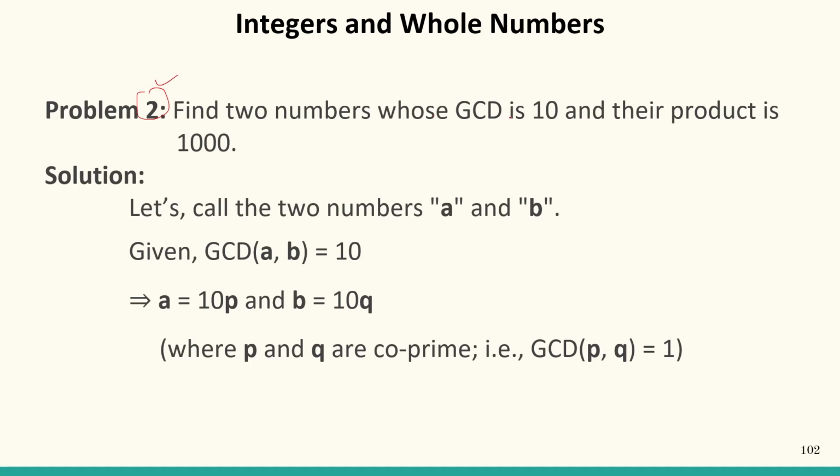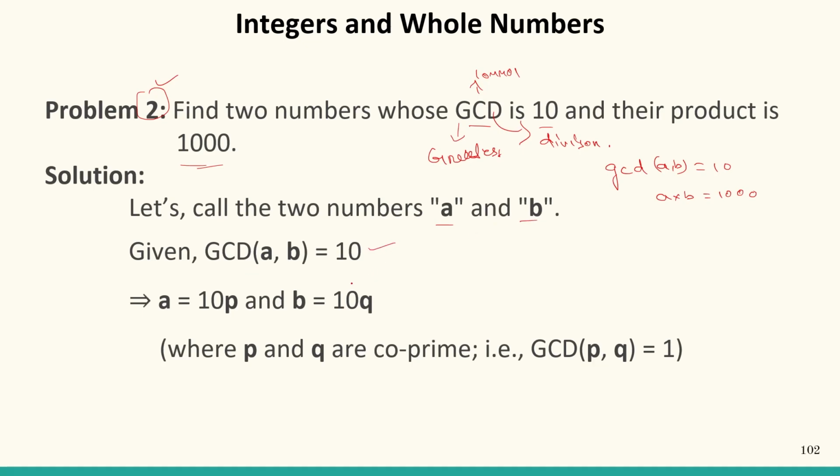Find two numbers whose GCD is 10 and their product is 1000. What is GCD? G stands for greatest, C stands for common, and D stands for divisor. All the numbers that divide those two numbers and are common, and then we look for the greatest one among them. Let the two numbers be A and B. So GCD of A and B is 10, and A into B is equal to 1000.